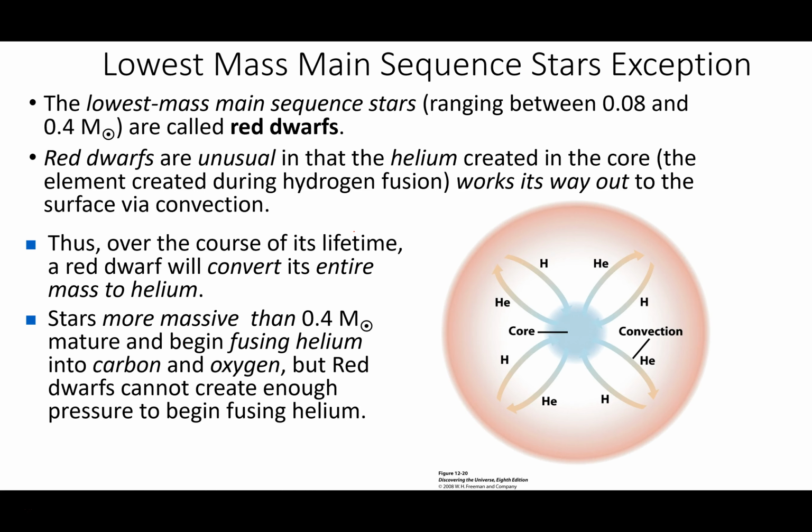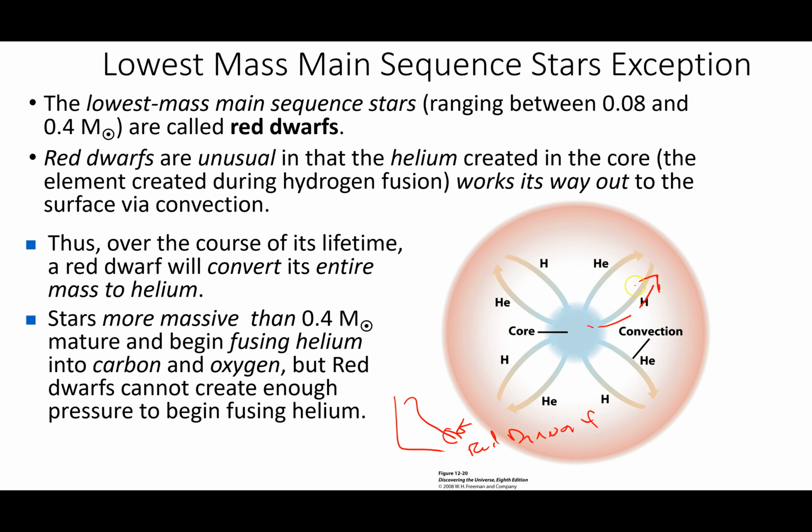If this is an HR diagram, these are the main sequence. Down here, these are your red dwarfs, and there will be a question on there about red dwarfs. Like I said, they're relatively low mass stars. And the cool thing about red dwarfs is that basically they convect out their hydrogen.